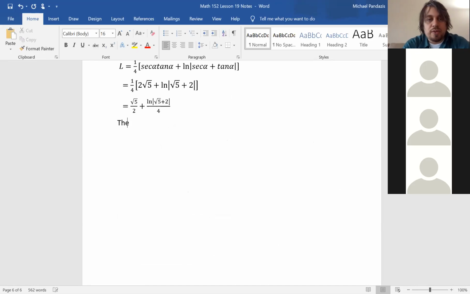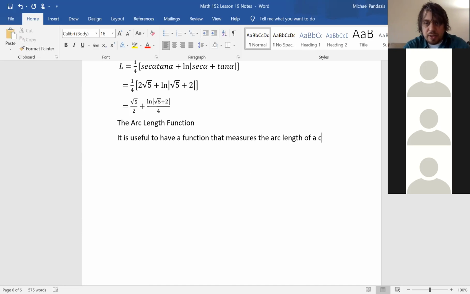So next is called the arc length function. Okay, so it is useful to have a function that measures the arc length of a curve from a particular fixed starting point to any other point on the curve.